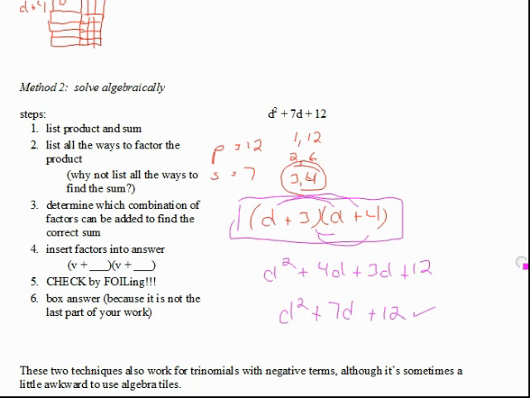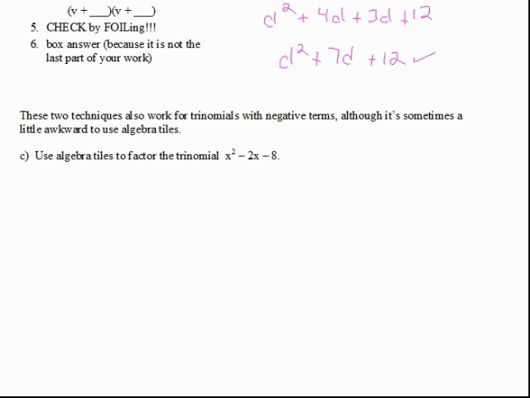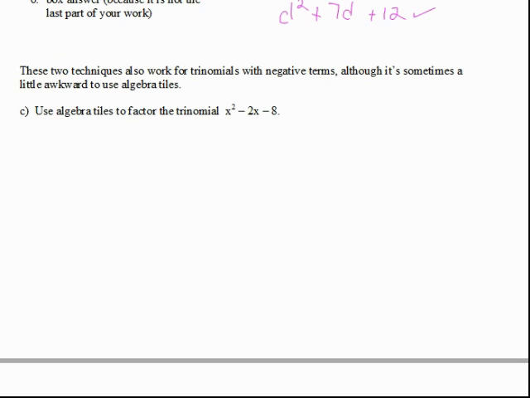Okay, next, these techniques actually both work. These examples we did always had positive terms. They do both work with negative terms as well. The algebraic works great with negative terms. The algebra tiles is a little awkward with negative terms. I'm just going to do an example for you. I'm not actually going to ask you to do this, but I just want to show you how it works. So I'm still going to start with my x squared tile.